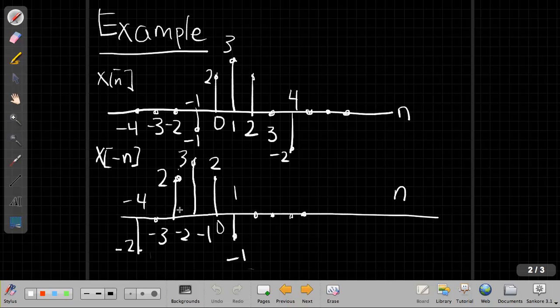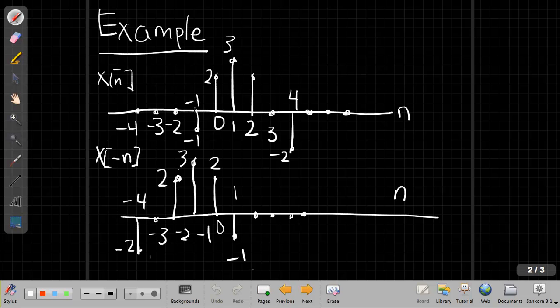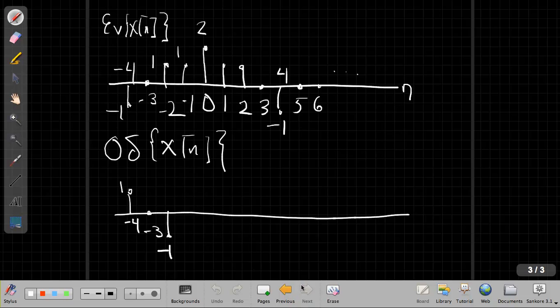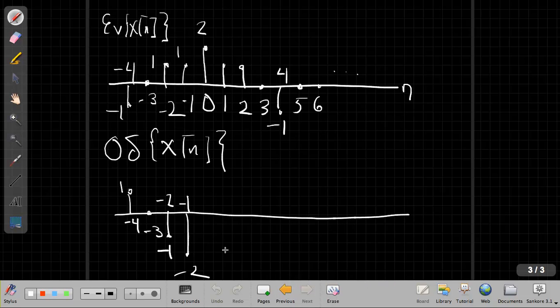At minus 2, I have 0 minus 2, which is minus 2, divided in half becomes minus 1. At minus 1, I have minus 1 minus 3 becomes minus 4, so that is minus 2 when I divide it in half. Oh, I need to label these axes, so this is n equals minus 2 and minus 1. At 0, I have 2 minus 2 is 0, and that's another clue. At the origin, the odd signal should always be 0.